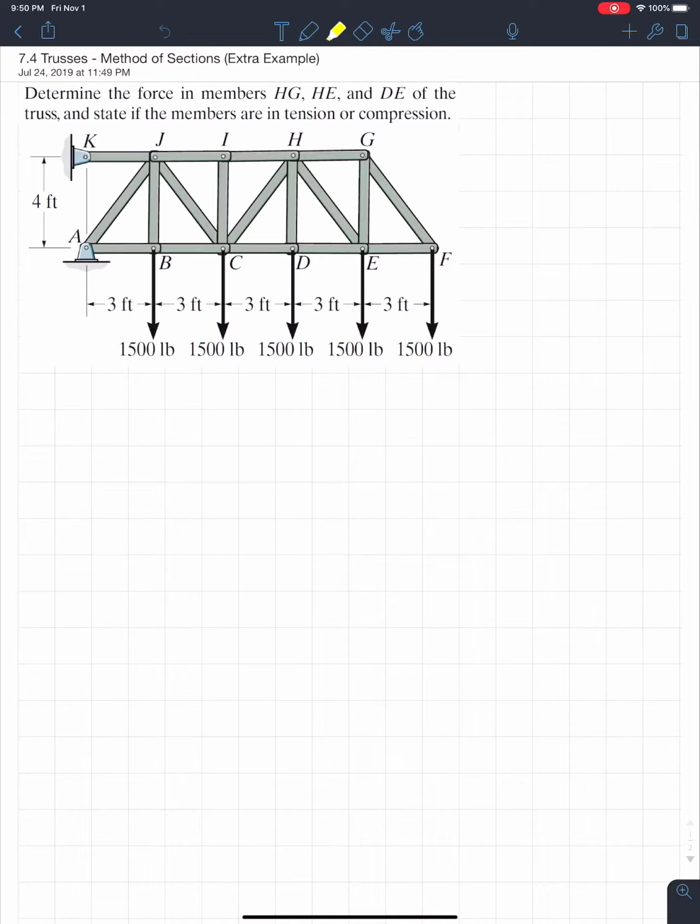But with that being said, let's just go through this example. It should be nice and easy. All right, let's begin.